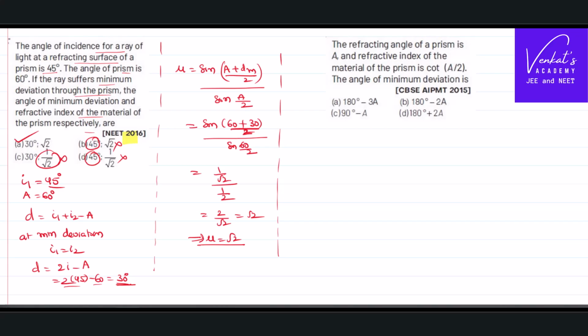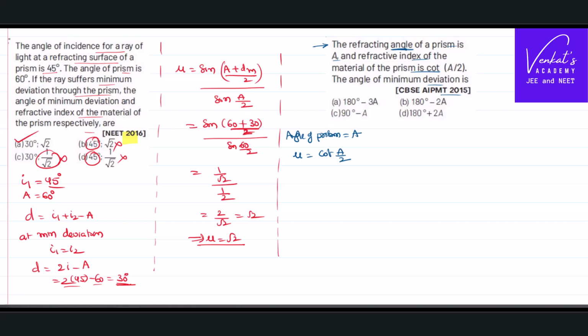Let us solve the other problem that is given to us. It was an old AIPMT problem. It says the refractive index of the material of the prism, with refracting angle A, that means the angle of the prism, is mu equal to cot A by 2.